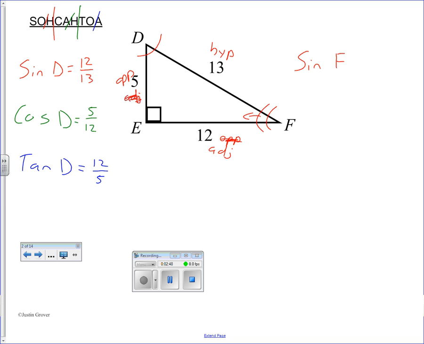So sine F, we know, is opposite over hypotenuse, is 5 over 13. Cosine of angle F, adjacent over hypotenuse, is 12 over 13. And lastly, tangent of angle F is opposite over adjacent, is 5 over 12.